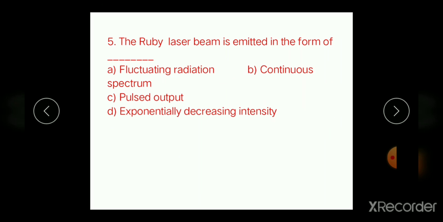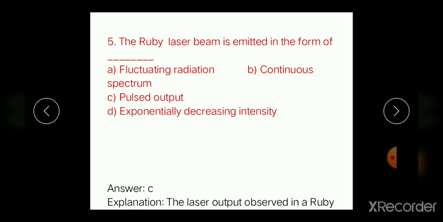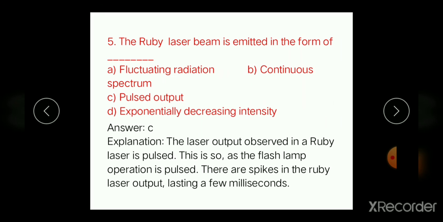The ruby laser beam is emitted in the form of: A, fluctuating radiation; B, continuous spectrum; C, pulsed output; D, exponentially decreasing intensity. Answer is option C. The laser output observed in a ruby laser is pulsed. This is so as the flash lamp operation is pulsed, and there are spikes in the ruby laser output lasting a few milliseconds.